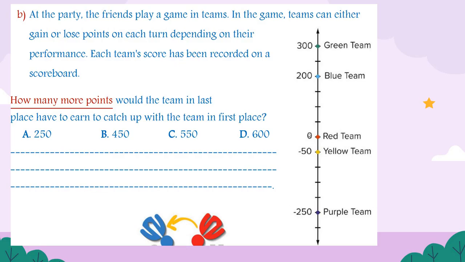So how many points do they need? First of all, they have to reach 0, right? So we will find the absolute value of -250 plus the absolute value of 300. It will be 250 plus 300. They need 550 points. Okay, good luck, purple team.